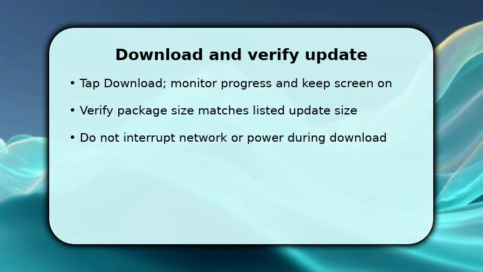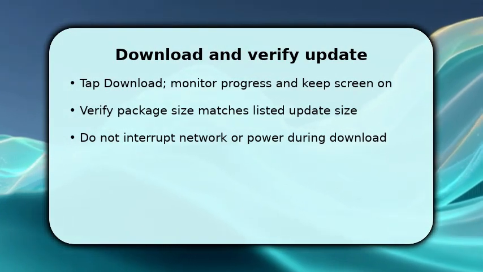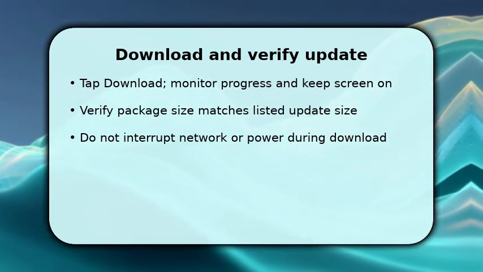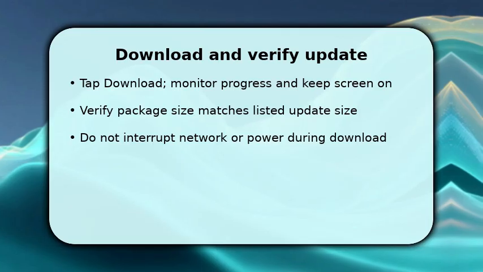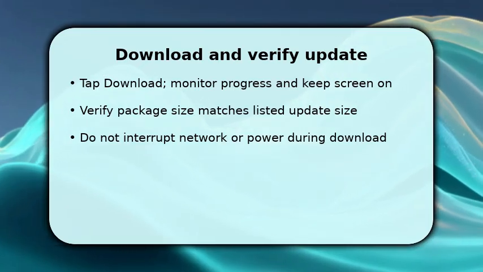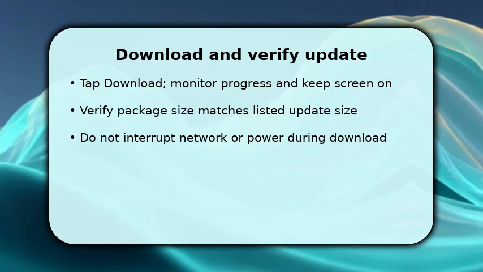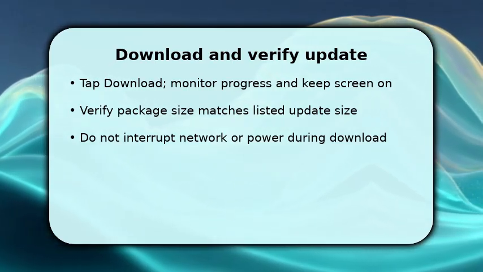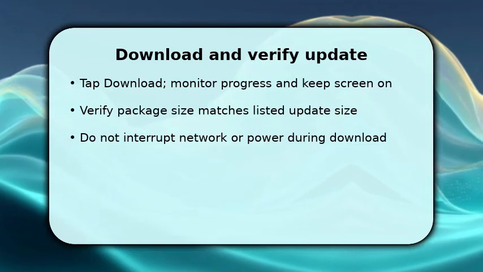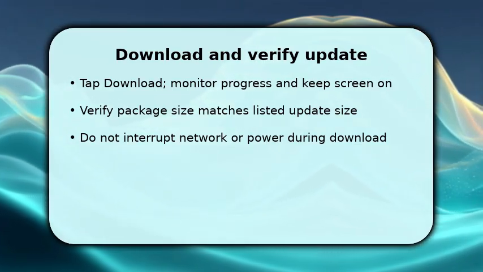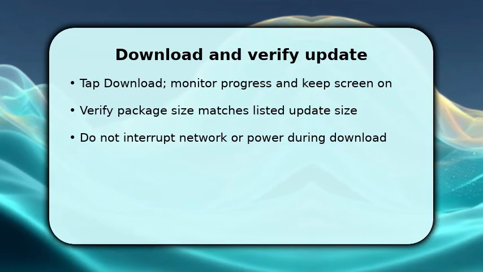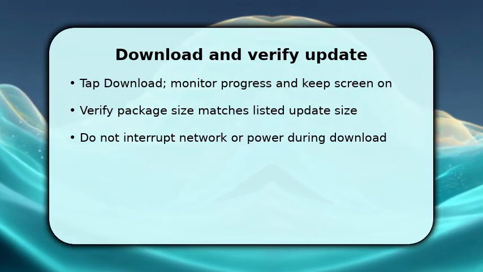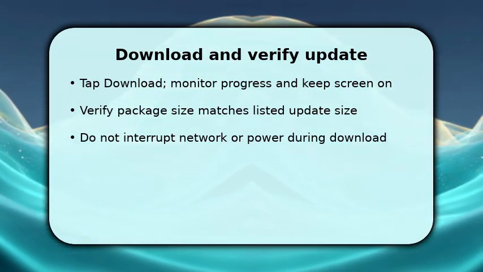Once the update is listed, tap Download and watch the progress meter. You should verify the package size shown against the updater's estimate so you know the transfer completed fully. If the updater offers an integrity check or verify option, run it. That prevents corrupted installs. Make sure the phone stays powered and on Wi-Fi and avoid switching to airplane mode. When the download reaches 100%, the updater prepares files and may prompt to install. This moves you to the complex install stage.